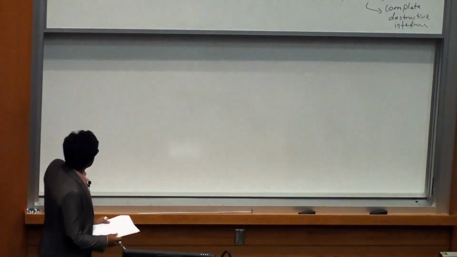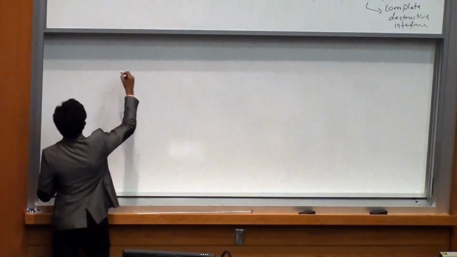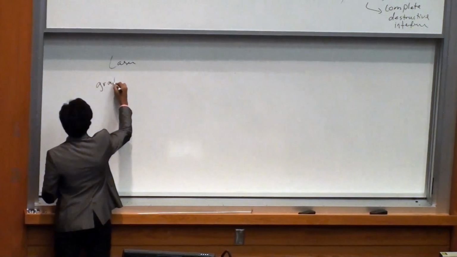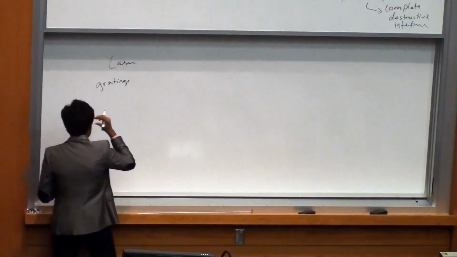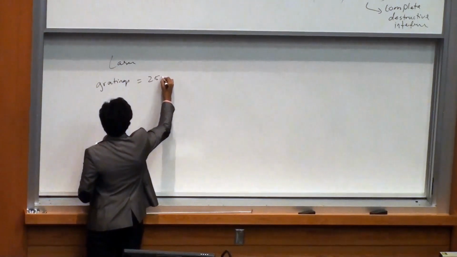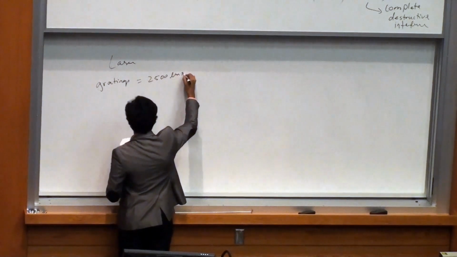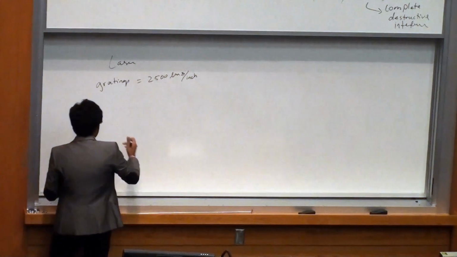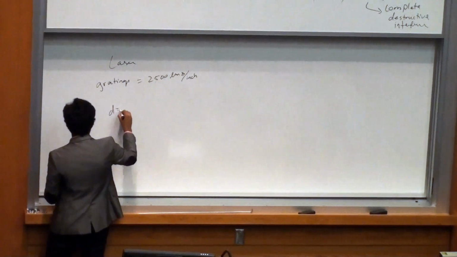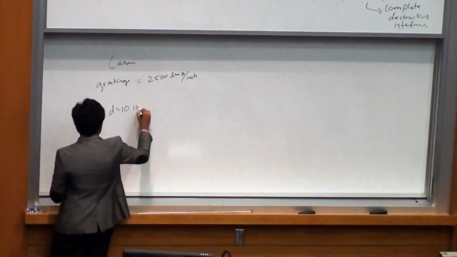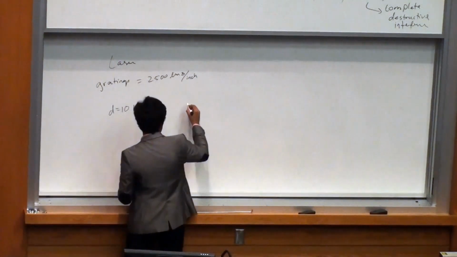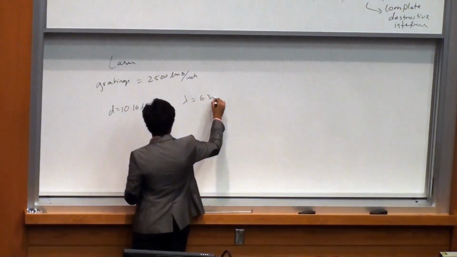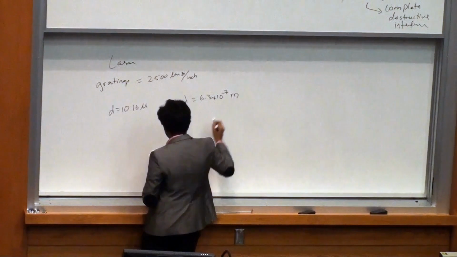All right, so let's look at a laser with some grating. If I look at a laser and I have 2,500 gratings, which means that I have 2,500 lines per inch here, and my distance between each of these is d equals 10.16 micrometers. The wavelength of light I'm looking at, the red laser I have over there, is going to be 6.3 times 10 to the negative 7 meters.